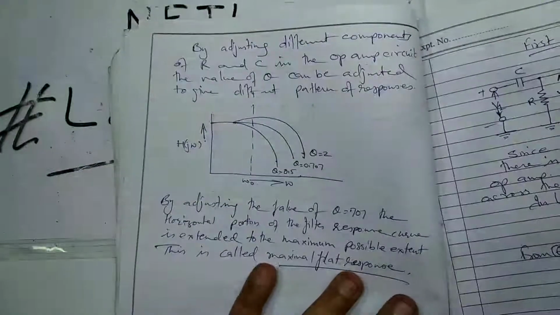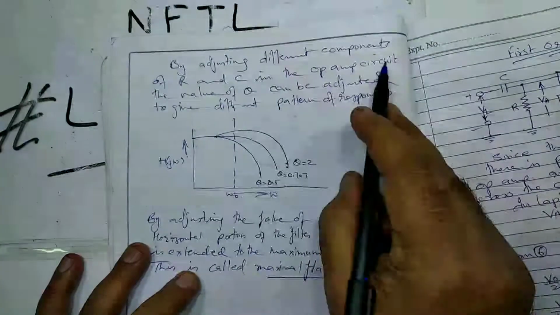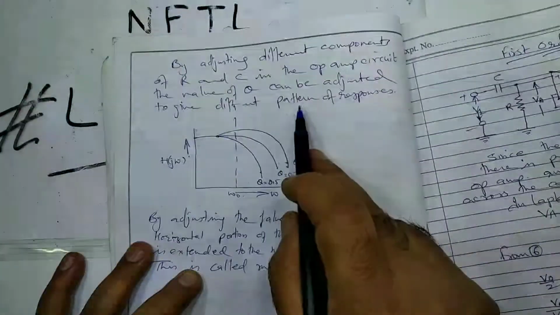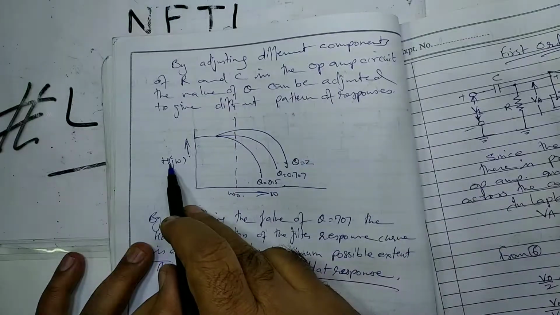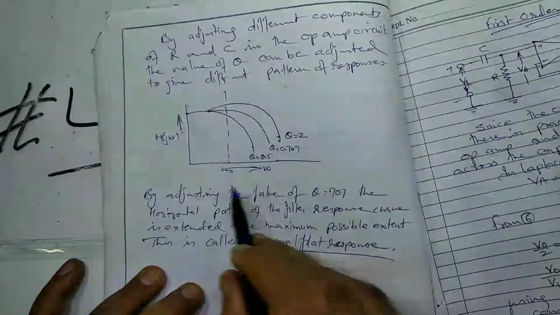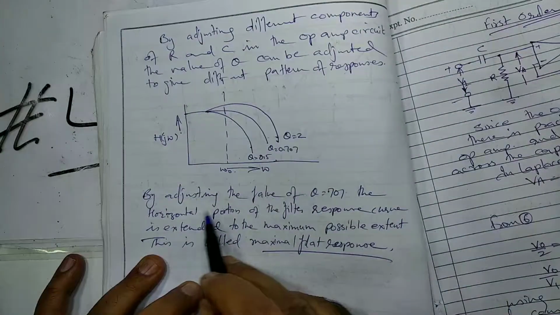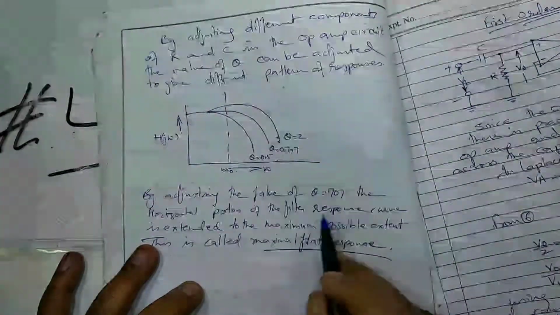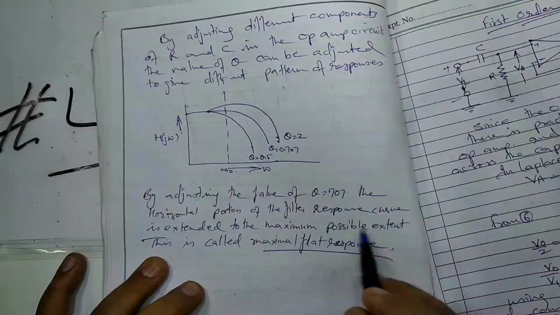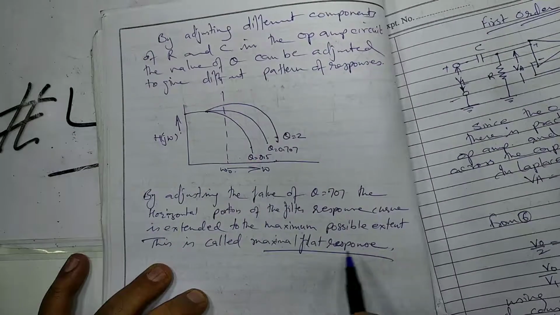By adding different components of R and C in the operational amplifier circuit, the value of Q can be adjusted to give different patterns of response. So this is the response of the circuit. By adjusting the value of Q to 70.7%, the horizontal portion of the filter response curve is extended to the maximum possible extent. This is called the maximally flat response.